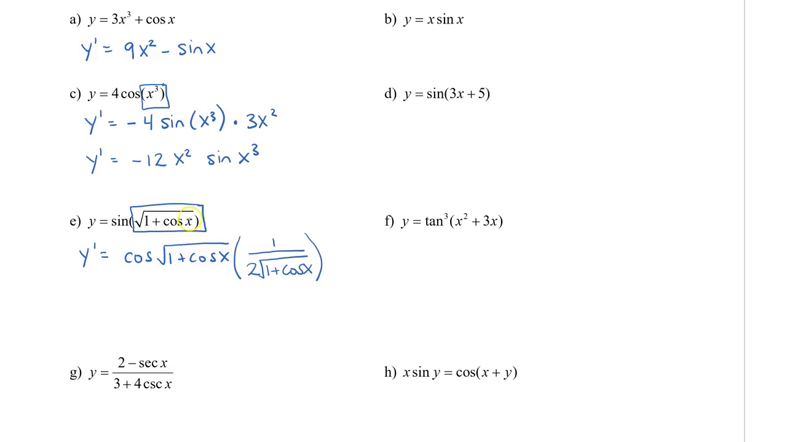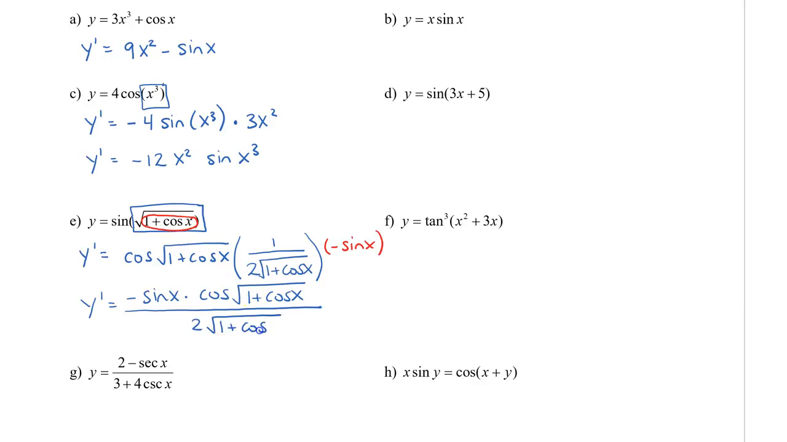So we don't change that part. And then finally, I'm going to multiply by the derivative of the inside, which is 1 plus cos x. The derivative of 1 plus cos x is 0, and then minus sine x. So that's going to be negative sine x multiplied at the end. So combining this all together, my numerator is composed of the negative sine x times the cos of 1 plus cos x, all divided by 2 root 1 plus cos x.